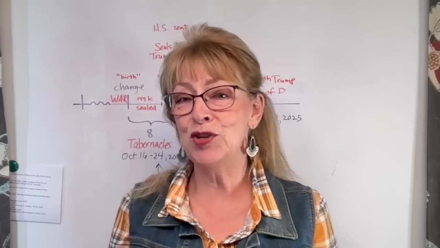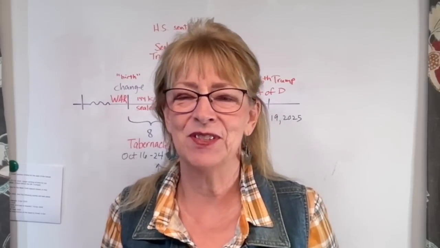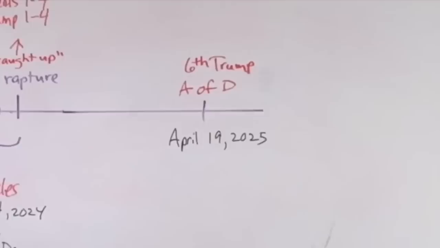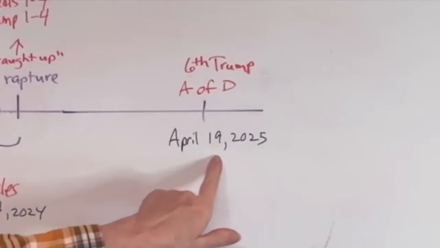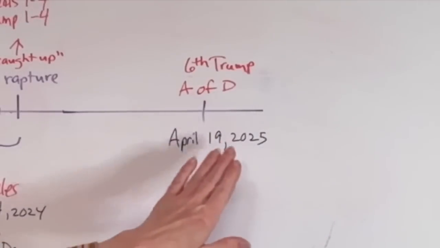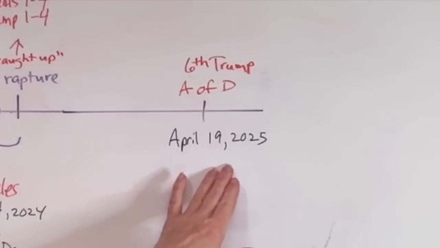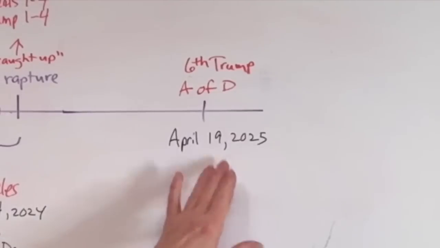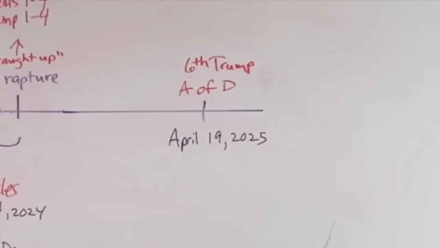And I have two versions of the timeline. So let's take a look at them. First of all, like I said, we're looking at an abomination of desolation on April 19th, 2025, for a 2028 second coming of Christ and a 2024 rapture.